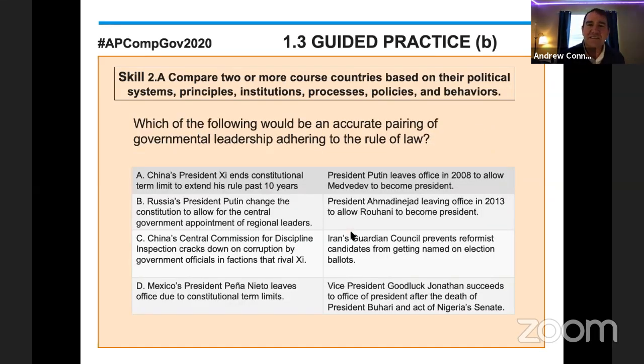Here is a chart. We're looking to compare countries. Which of the following would be an accurate pairing of governmental leadership adhering to the rule of law? I'm going to let you read through those examples on this grid.